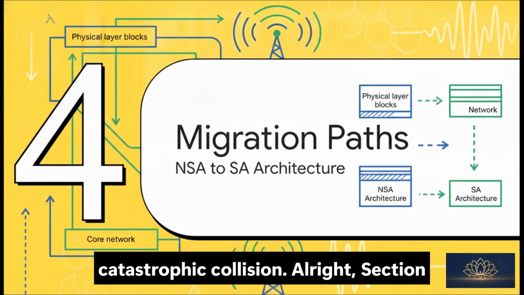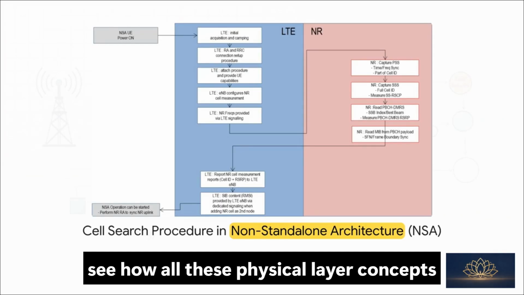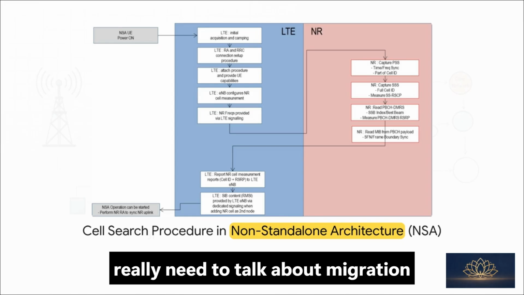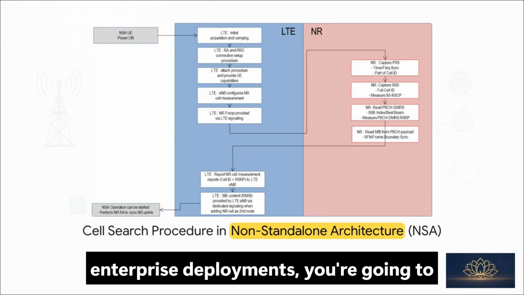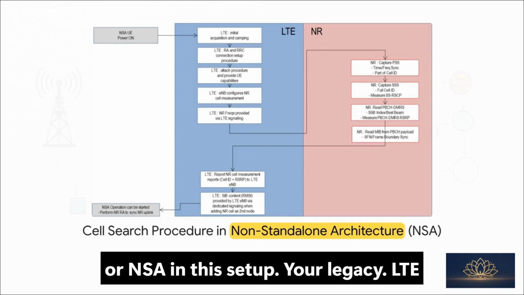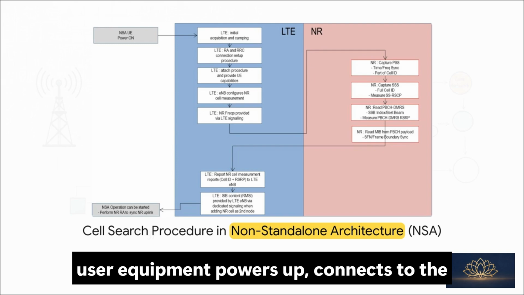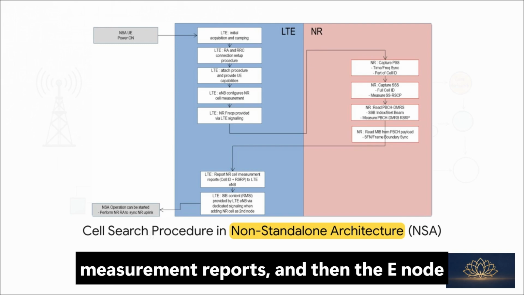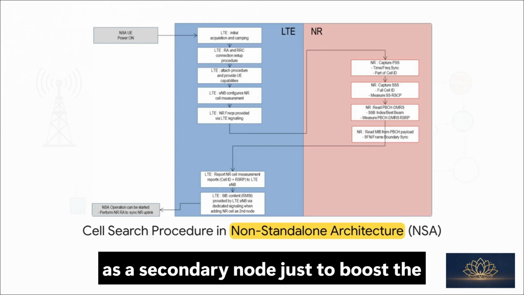All right, Section 4, Migration Paths from NSA to SA. To see how all these physical layer concepts actually plug into the core network, we really need to talk about migration paths. For the vast majority of early enterprise deployments, you're going to run into the non-standalone architecture, or NSA. In this setup, your legacy LTE eNode B acts as the master anchor. So the user equipment powers up, connects to the existing 4G core, does all its measurement reports, and then the eNode B signals it to add the 5G NR cell as a secondary node just to boost the data rate.